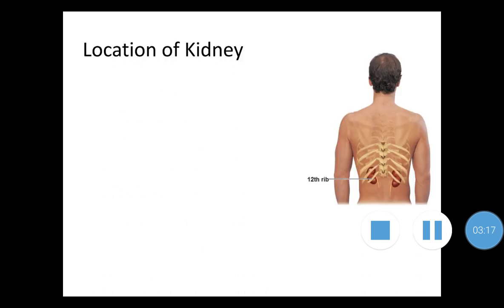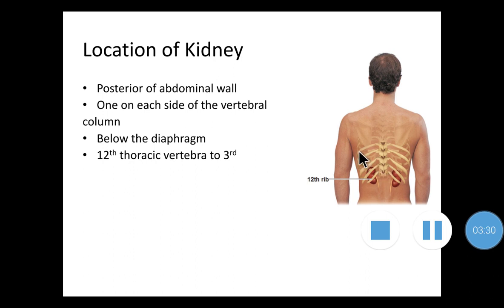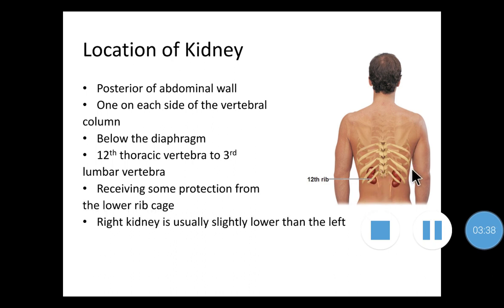Now we see the locations of kidney. It is in the posterior of the abdominal wall, one on each side of the vertebral column, below the diaphragm. It is from the 12th thoracic vertebra to the 3rd lumbar vertebra. Then it receives some protection from the lower rib cage. Then the right kidney is slightly lower than the left kidney because the liver is located on the right side.